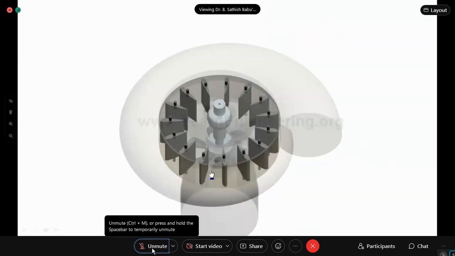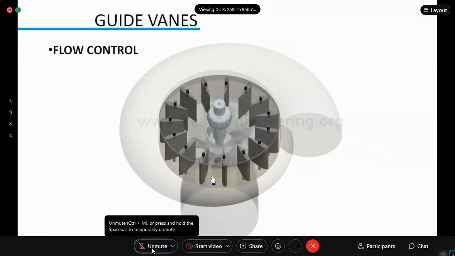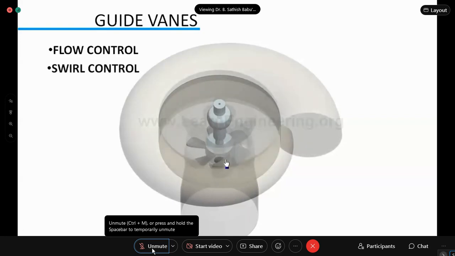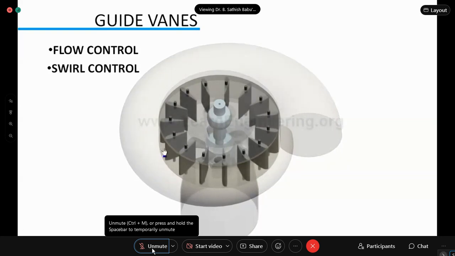Apart from controlling the flow rate, guide vanes have one more function. They help in controlling the swirl of flow. If guide vanes were not present, the flow would be highly swirling in nature due to its tangential entry. Such a flow would reduce the performance of the turbine drastically due to its poor angle of attack. So guide vanes control swirl of flow for optimal angle of attack.